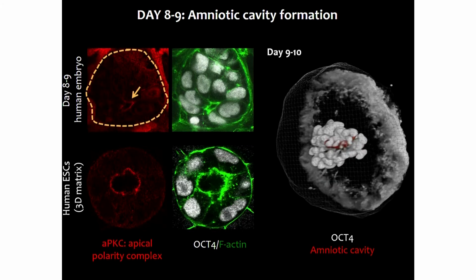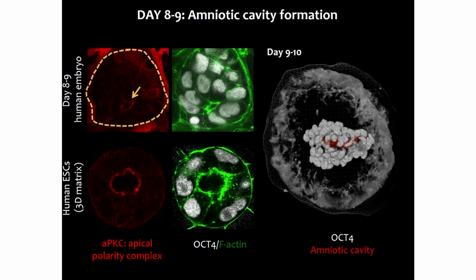And also importantly for us, we can recapitulate this process with stem cells. This is important because it allows us to do functional studies. So by culturing human embryonic stem cells in a 3D matrix, we can reproduce this amniotic cavitation.